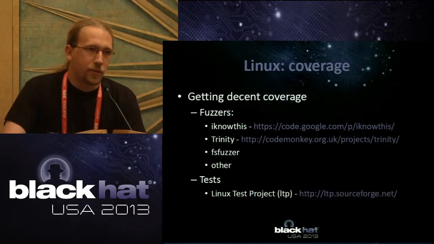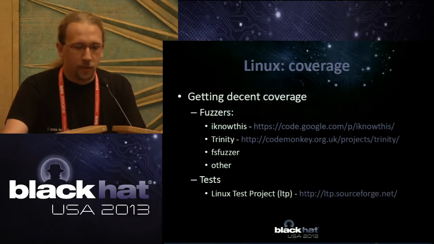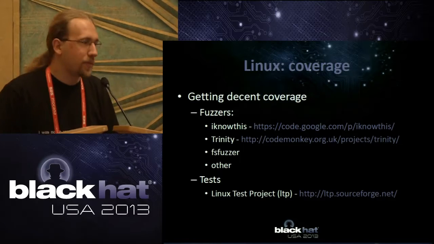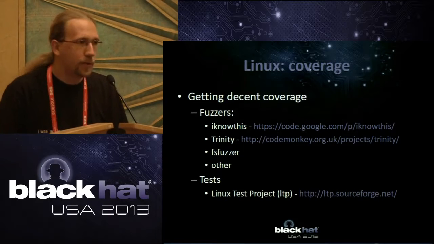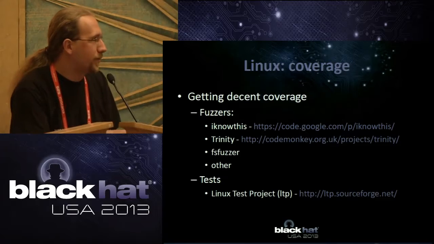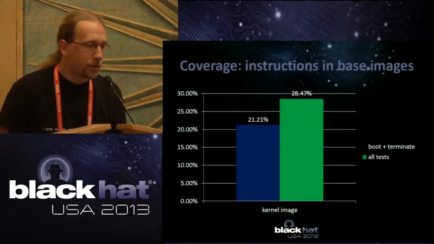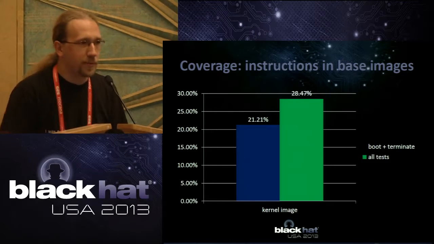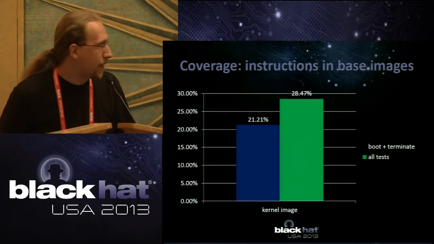Okay, so we have symbolizations, we have thread information, we have module information. Now how do we get the coverage? So we run fuzzers. Fuzzers get sometimes decent coverage. We run iknowthis, Trinity, fsfuzzer, and some others. And we also run the Linux Test Project, which is a really cool set of tests. In the end, we got a coverage on the level of, I guess, 28%. This is, by the way, instruction granularity in the kernel. So it's, I would say, 1/4.